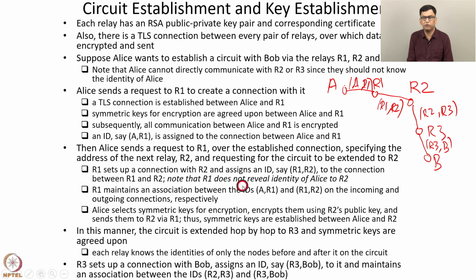R3 sets up a connection with Bob. That connection is shown over here. It assigns an ID to it, say R3, Bob, and maintains an association between the IDs R2, R3 and R3, Bob. So this shows the establishment. So overall, in this process, a connection has been established between LS and Bob, but this has the feature that each relay only knows the identities of the relays before and after it on the path.